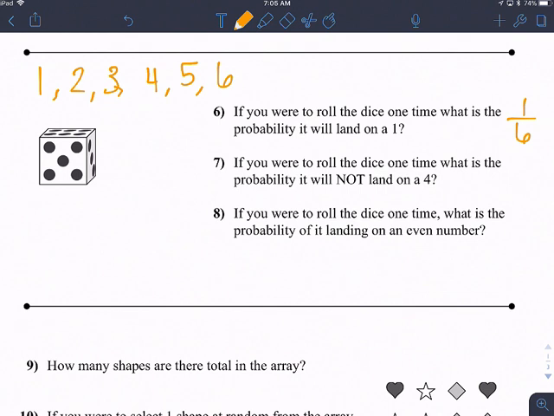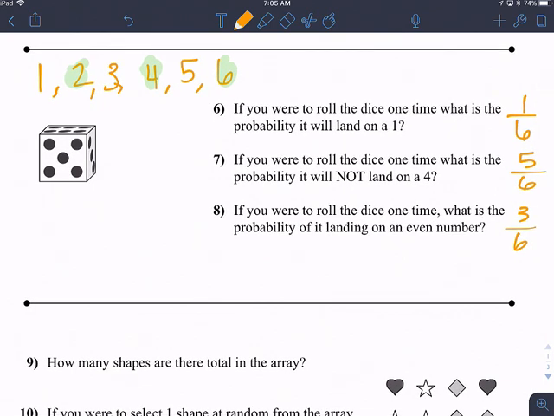If you were to roll the dice one time, what is the probability it will not land on a 4? So this is basically anything except a 4. So that's not a 4, that's not a 4, that's not a 4, that's not a 4, that's not a 4. And I highlighted 5 out of the 6. Alright, and then what is the probability of it landing on an even number? Well, my even numbers are 2, 4, and 6. So that's 3 out of 6, or I could simplify that, divide by 2, and get 1/2.